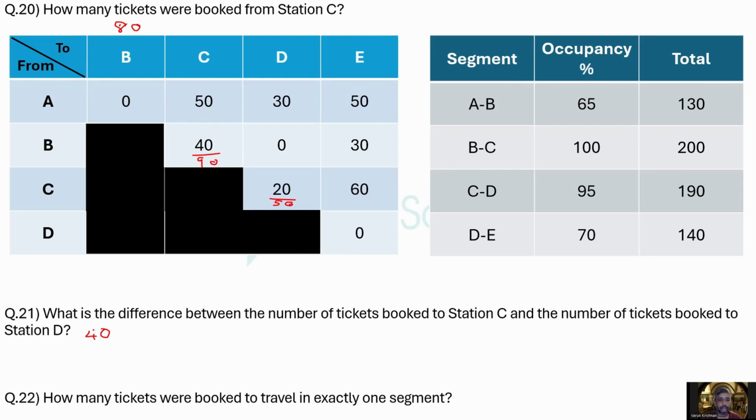And the last question of the set is how many tickets were booked to travel exactly one segment. Exactly one segment means A to B, B to C, C to D, and D to E. Out of which A to B and D to E are 0. Only B to C and C to D we have to add. That is 40 plus 20, so 60 tickets are booked for exactly one segment. So these are the answers to the 5 questions of the set.